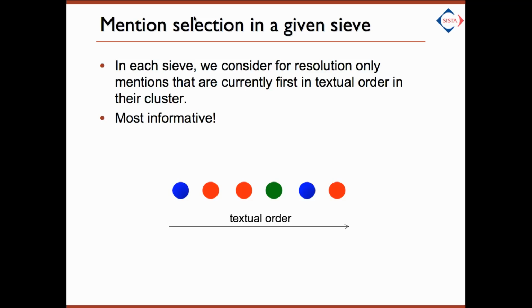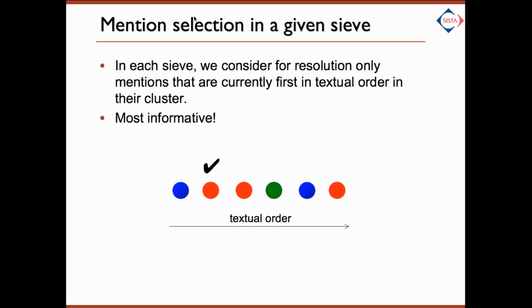Also, another detail is that we're only looking for candidates to the left of each mention, right? So since this is the first mention in the document, there's nothing to solve there. So the first mention we're actually looking at is this one, right? This one has a candidate, so there's some work left to do, and it's the first one in the red cluster. So we're looking at that.